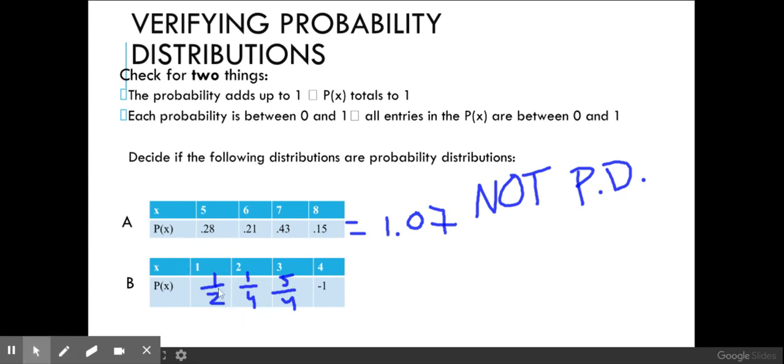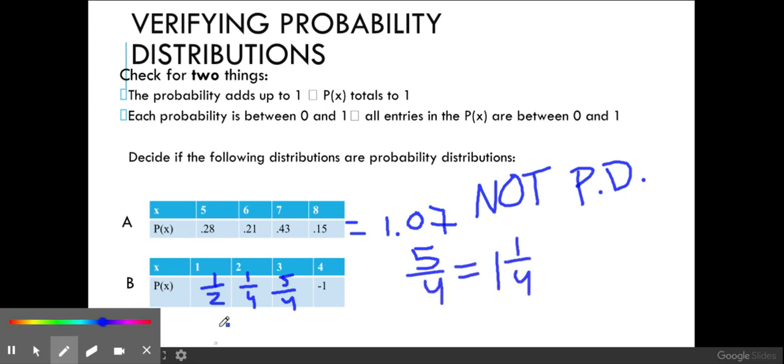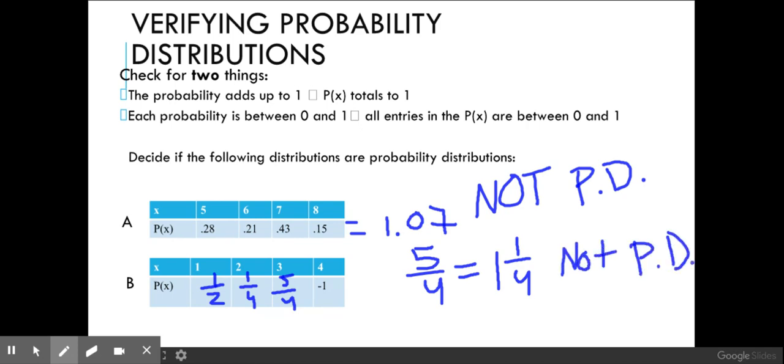Okay, so here, the probability adds up to 1, and it has to be between 0 and 1. Here we have a fraction, 5 over 4. If we write that as a mixed number, 5 over 4 equals 1 and 1/4. That is over 1. Because of this one, all entries have to be between 0 and 1. It is not a probability distribution.